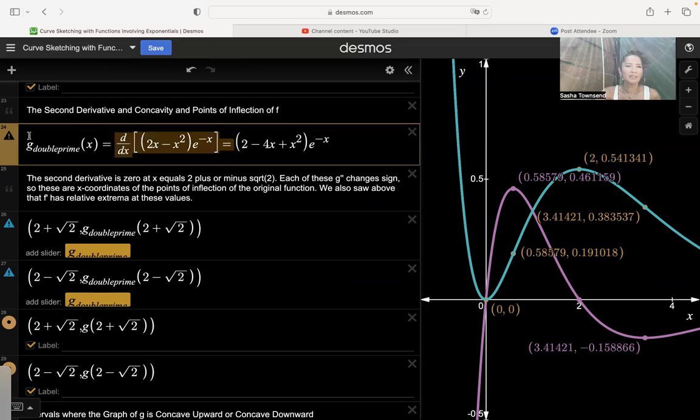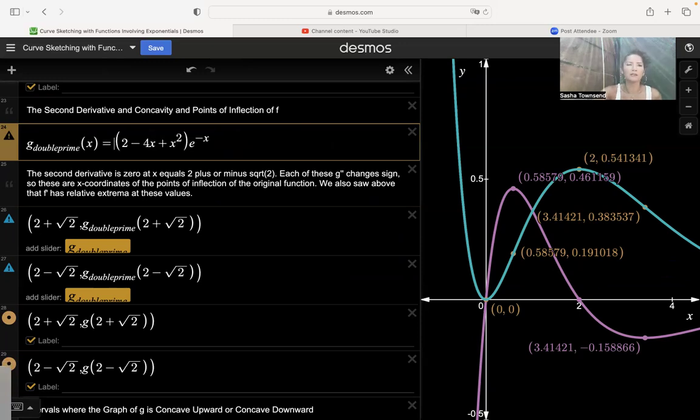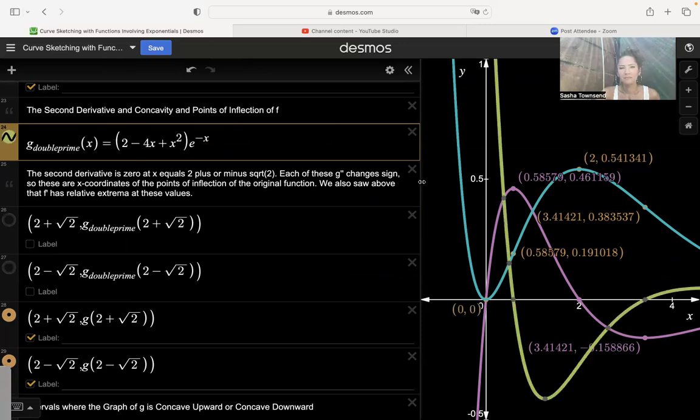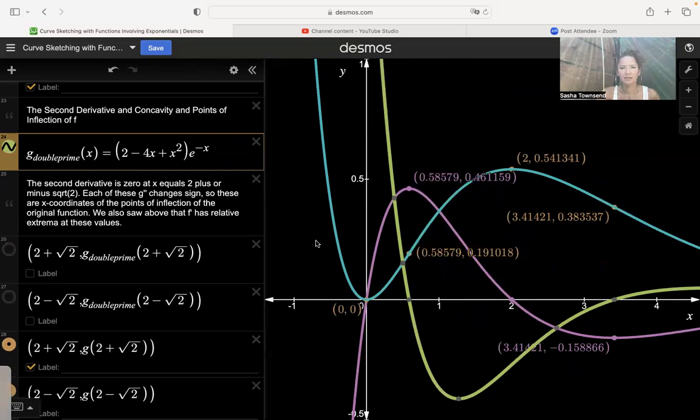Now, Desmos doesn't like it when you have this equals this, which equals this. So I'll just write equals that, so we can graph it. And now let's look at it. Okay, look, f double prime is 0 at this value and this value.